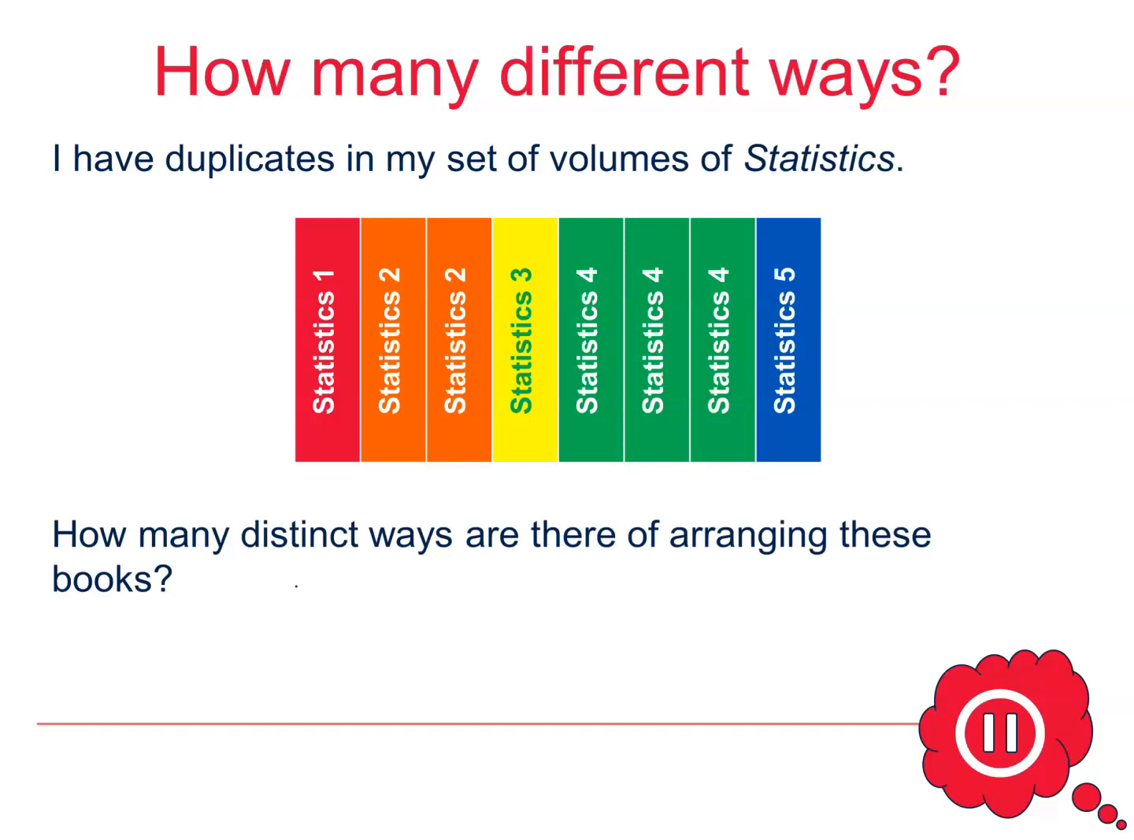OK, well, I've got 8 books in total, so that's 8 factorial ways of arranging them. But I've got 3 identical green ones. So that will give me 3 factorial times too many ways of arranging them. And I've also got 2 orange ones, so that will give me 2 factorial times too many. So I need to divide my 8 factorial by both 3 factorial and by 2 factorial.